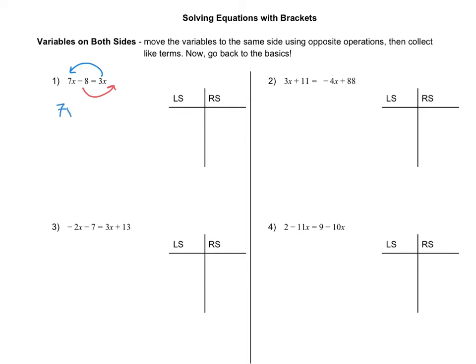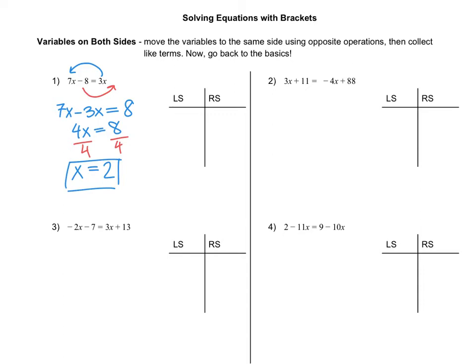So the 7x is fine where it is, but the 3x, when it moves over, it becomes negative. And the negative 8, when it goes to the other side, becomes positive 8. Once you've done that, it's really back to basics. So I am going to collect my like terms here. 7x minus 3x is 4x. And now we just have a one-step equation. So I need to get rid of the 4. The 4 is attached to x by multiplication. So I'm going to divide both sides by 4. So I have x on the left, and then 8 divided by 4 is 2. And there we are. And then we can do a quick left side, right side check.